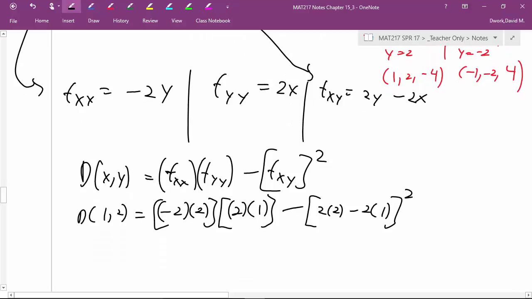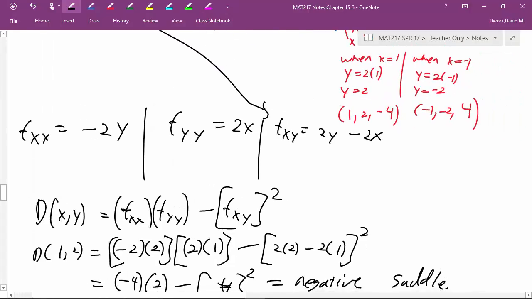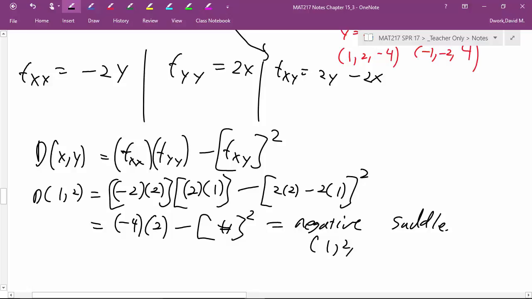All right, and now let's figure out what that equals. This is going to equal -2 times +2, that's -4, times +2, and I can stop right there. Why can I stop? Well, I know this -4 times 2 is a negative number, and when I subtract whatever number this is, when I square it, it's going to become positive. So a negative minus a positive is going to equal a negative. Therefore I can immediately say this thing is a saddle point. You can finish out the math if you'd like, but it's going to be negative. I'm moving on. So I have the point 1, 2, -4, and it is a saddle point.